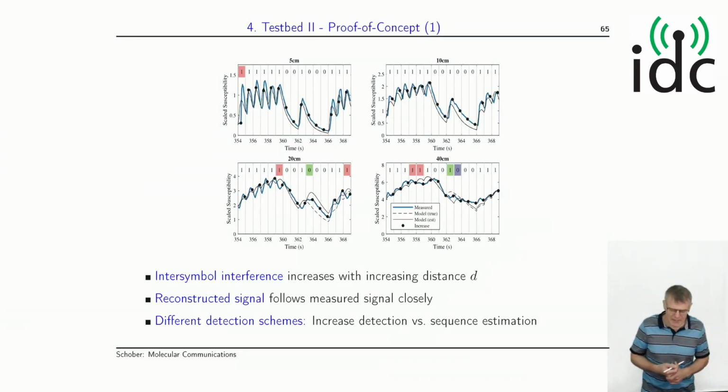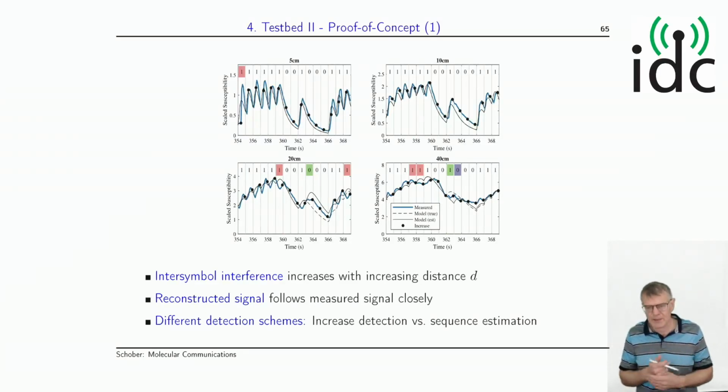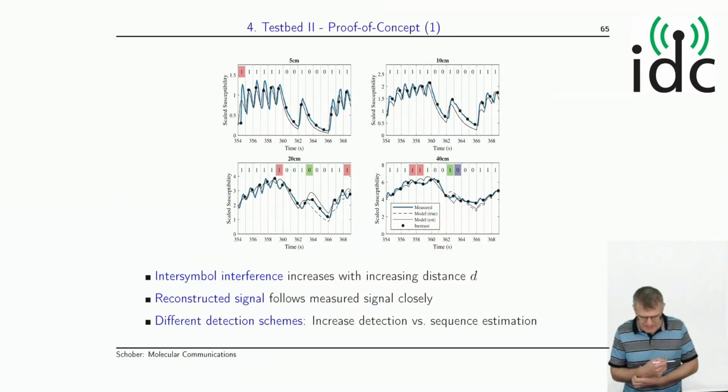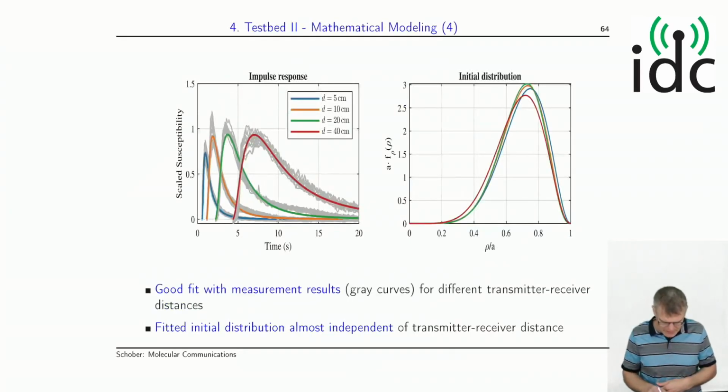And what you see is basically that the larger the distance between transmitter and receiver, the more intersymbol interference we will have. This means that the signal that you observe will be smoother and smoother, right? So here for 5 centimeter, you clearly see still when a 1 and a 0 was transmitted. Here you see this less, right? Because of this effect of intersymbol interference that is caused by the longer impulse response, right? You also see this here, that for 40 centimeters the impulse response is longer compared to here the 5 centimeter length, right?